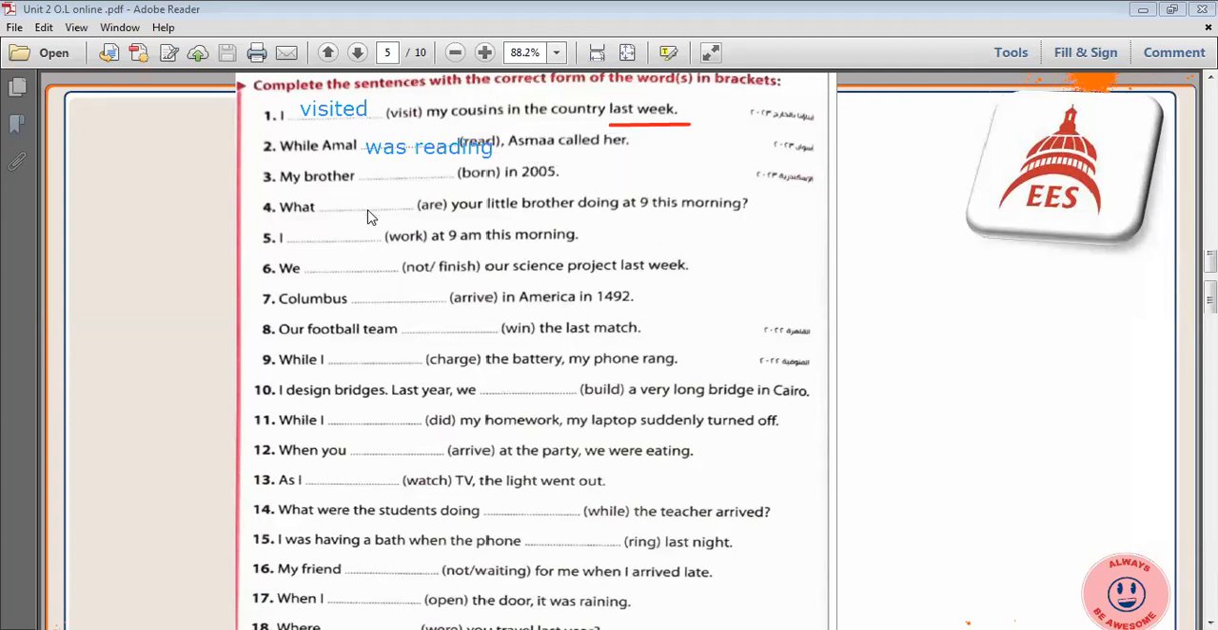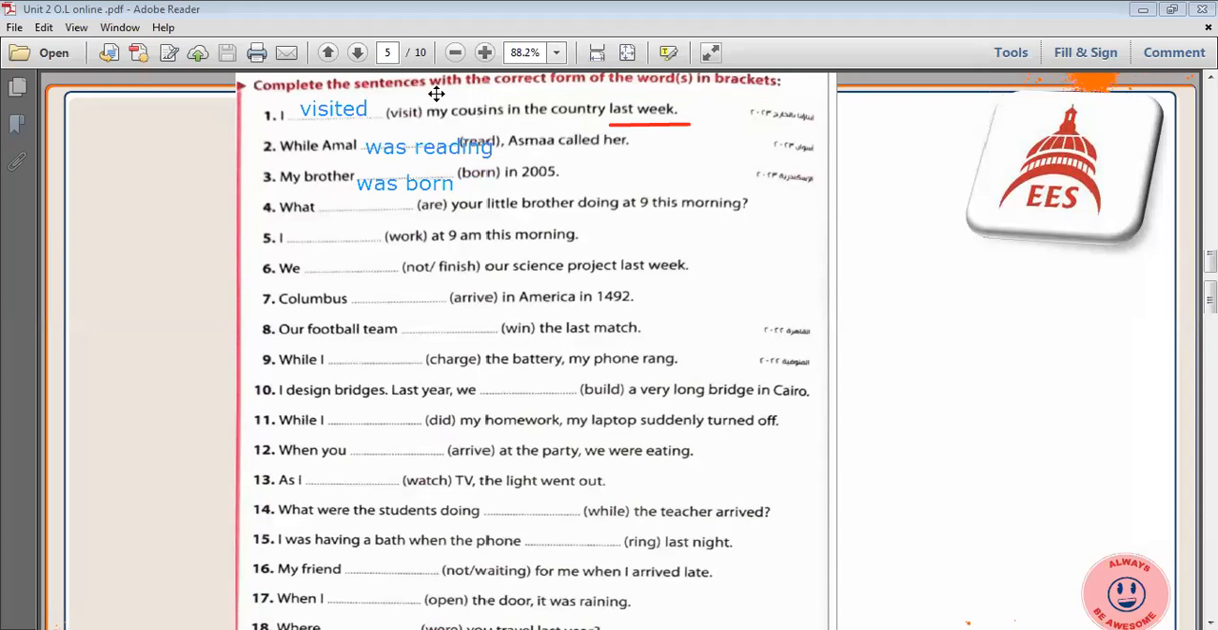Number three. I believe this one is easy. My brother was born in 2005. Was born. We have used this structure many times to talk about ourselves, like I was born in, and so on. Okay, let's take a look at number four.